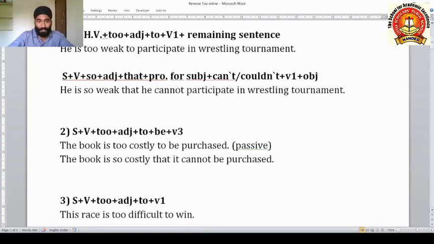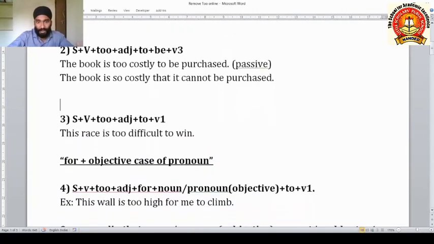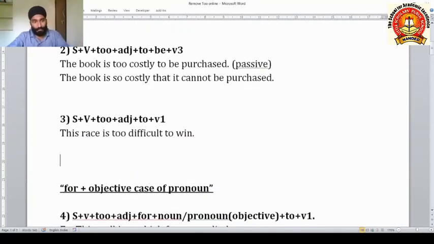After this, in the same way, another sentence sometimes comes in which this structure will appear. This race is too difficult to win. See here, who is doing the race or who is winning the race? This is not given, meaning the subject is not given in this sentence. This is the third type of sentence. How to convert such a sentence?